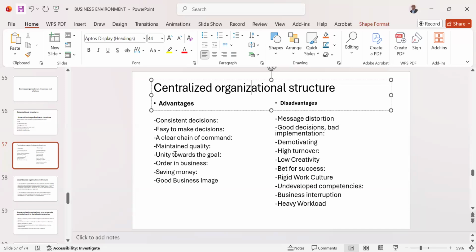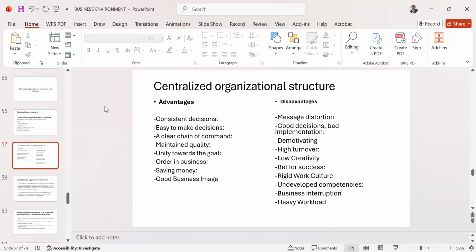What do you think of centralized organization? I've explained it. So I want you to just share your thoughts on the reason why you think centralized structure is better. It makes decision making easier. Are you sure? In centralized, how is it very easy? Tell me now. How do you think it's very easy when you have centralized structure? How will the decision be very easy?